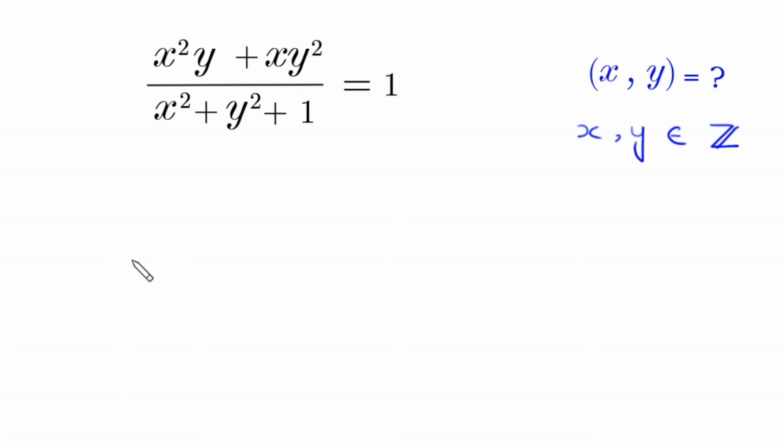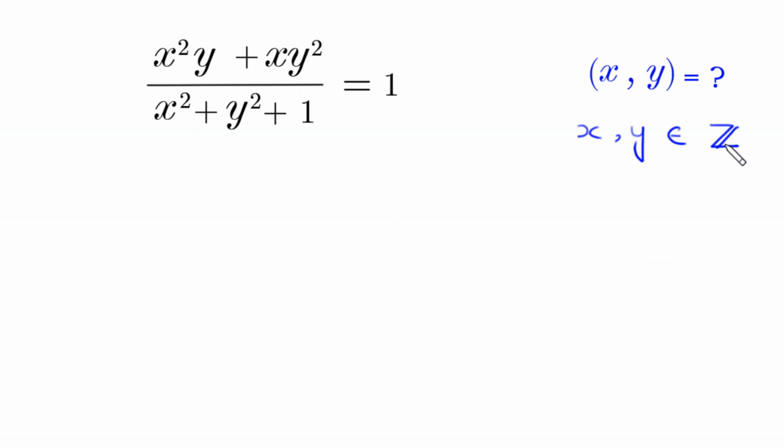Hello everyone, you are welcome to how to solve this very nice algebra equation: x squared y plus xy squared divided by x squared plus y squared plus 1 is equal to 1. Our job is to find all possible values of x and y such that x and y are integers.